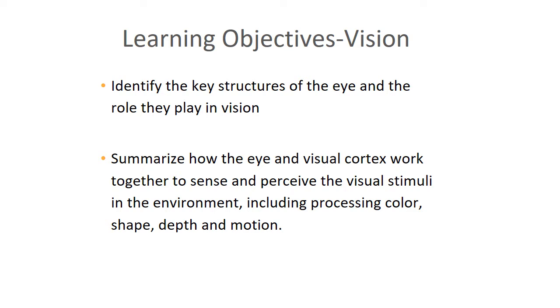Here are a couple of learning objectives for our vision section. Identify the key structures of the eye and the role they play in vision. Summarize how the eye and visual cortex work together to sense and perceive the visual stimuli in the environment, including processing color, shape, depth, and motion.